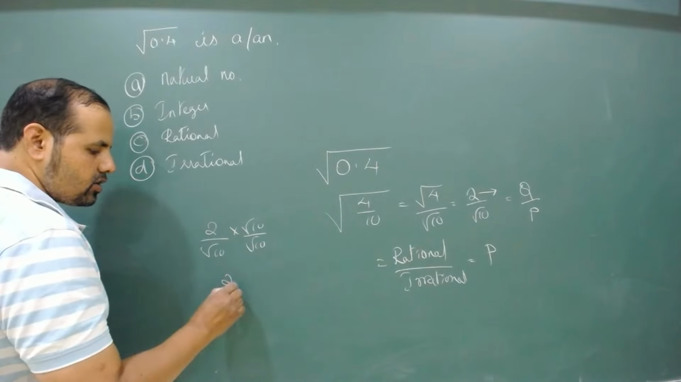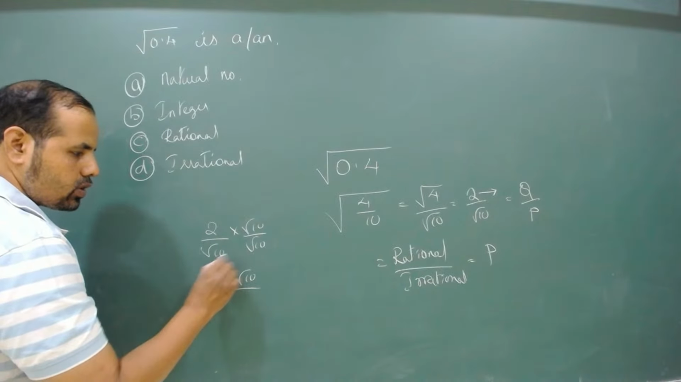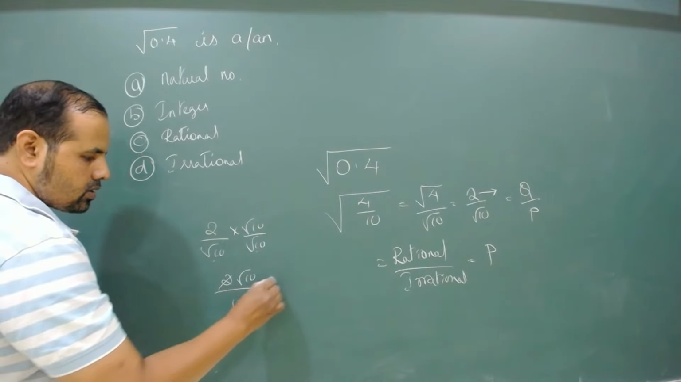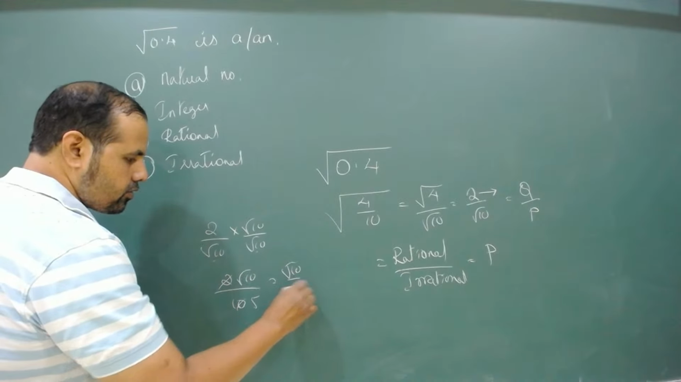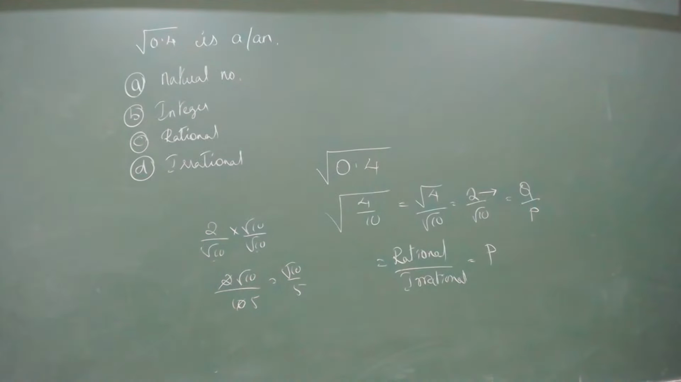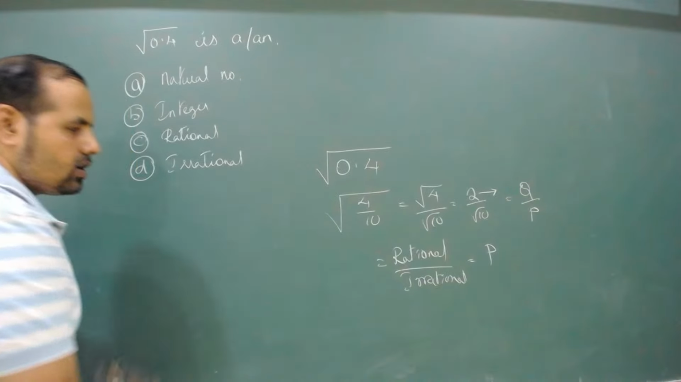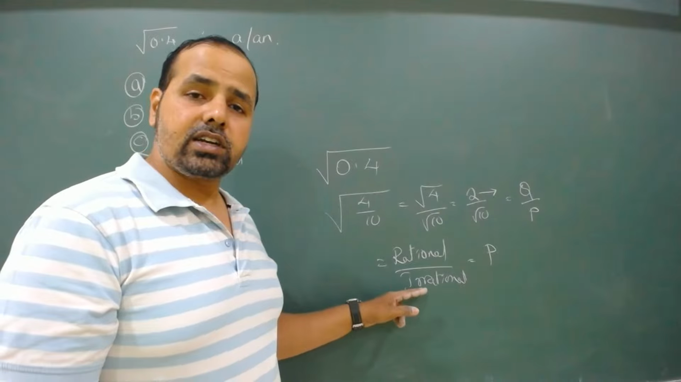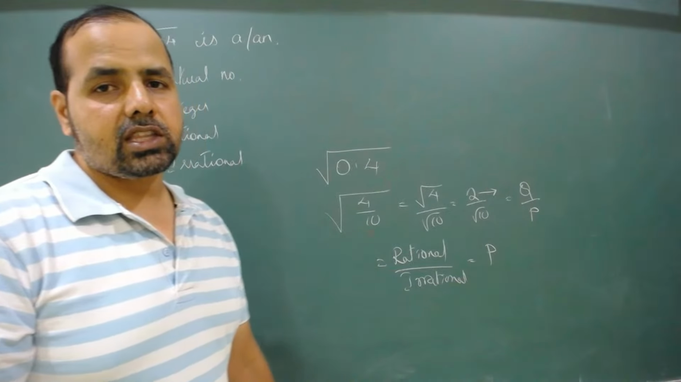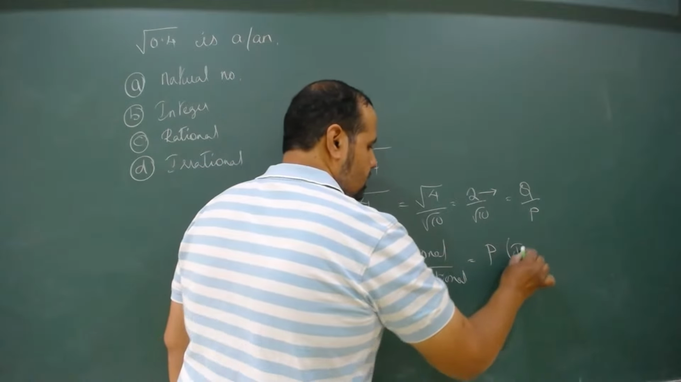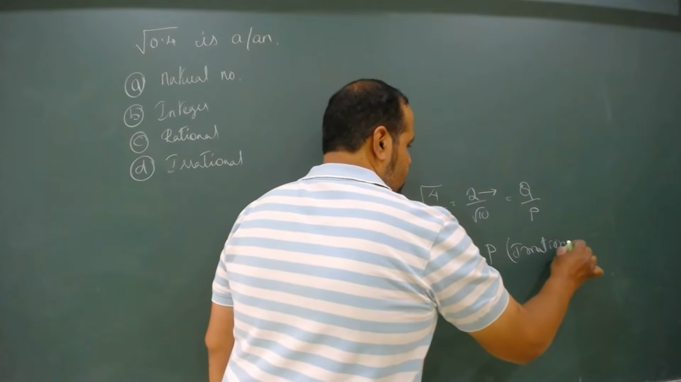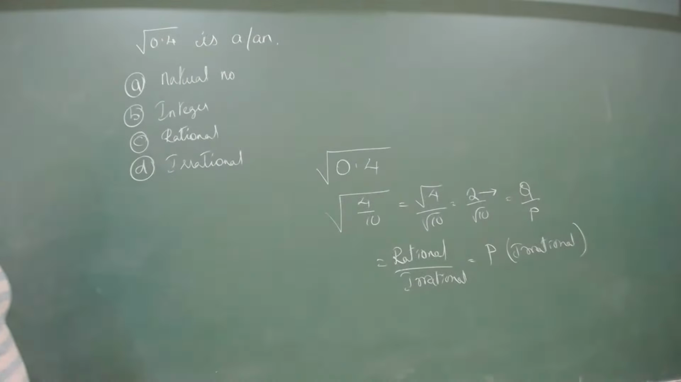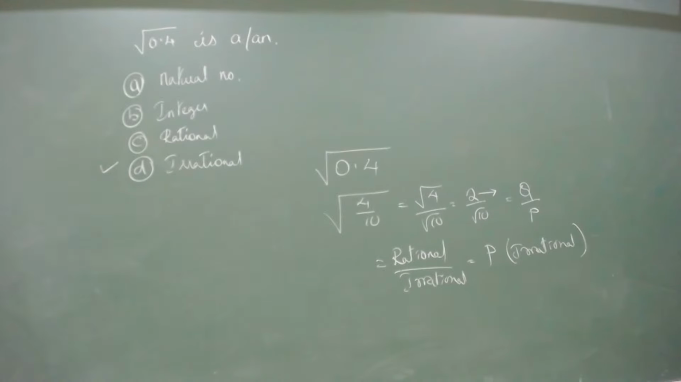When you rationalize the denominator, observe here, 2 root 10 divided by root 10 into root 10 becomes root 10 by 5, again an irrational number. So we need not worry: whenever the numerator or denominator is rational and the other term is irrational, it will always be an irrational number. So root 0.4 is an irrational number.